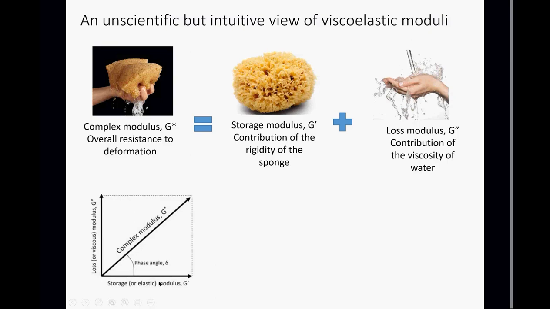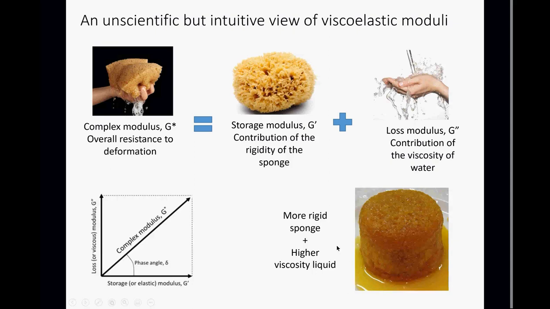Okay, and they tie up in this way. It's not a simple addition, it's a vector arrangement. But it's a useful way of thinking about this, really. And you can think that if you've got a more rigid sponge or a higher viscosity liquid, then your overall modulus is going to be higher as well, the overall complex modulus.